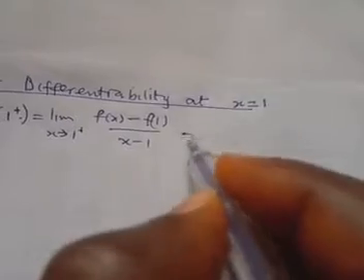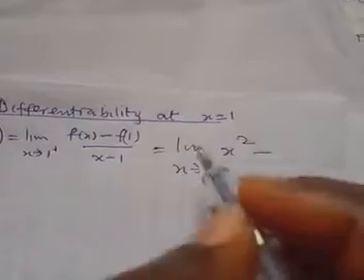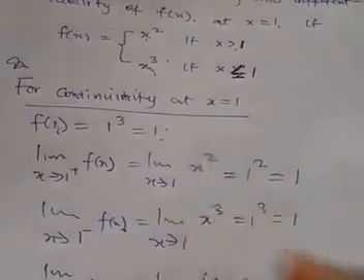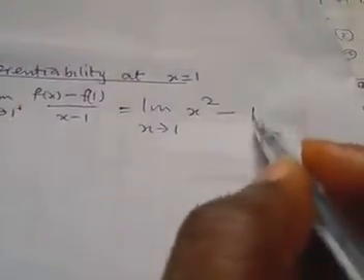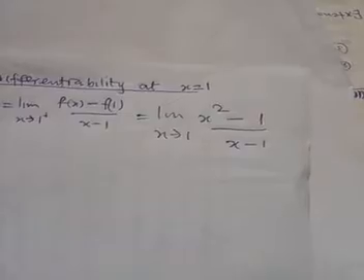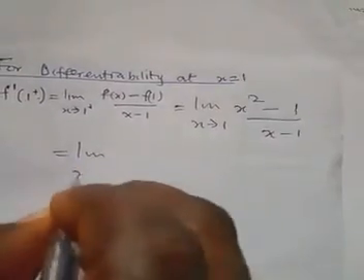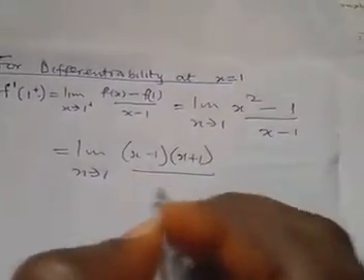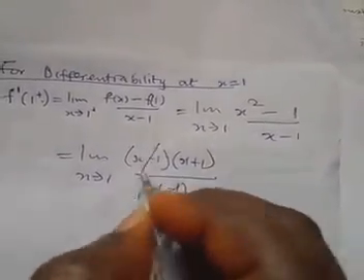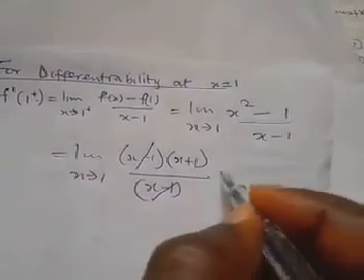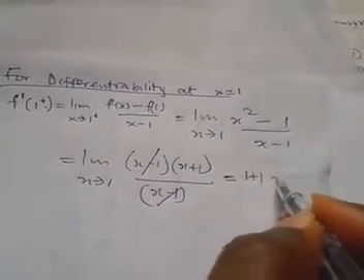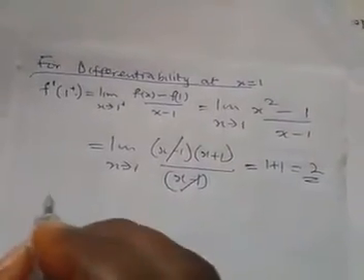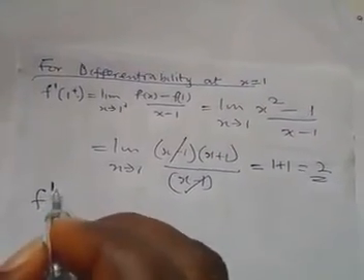So in this case, our answer will be the limit as s tends to 1 of f(s), which is s squared, minus f(1). We have found f(1) to be 1, all over s minus 1. And this one becomes (s minus 1)(s plus 1) over (s minus 1). So this cancels this. So if we put s to be 1 now, we have 1 plus 1, that is 2. Now let's find the left-hand derivative.